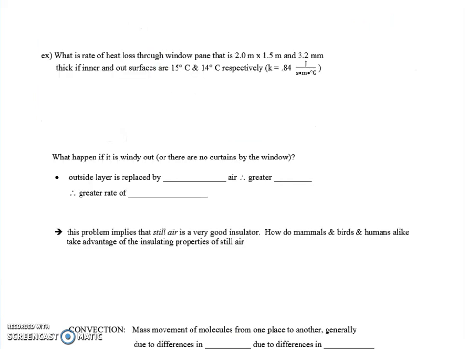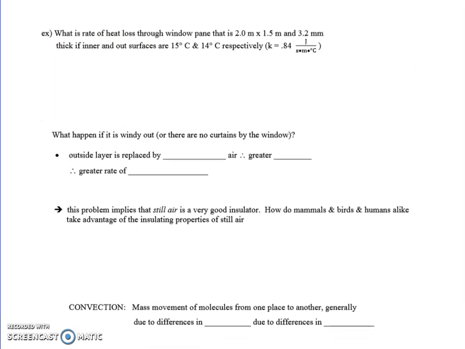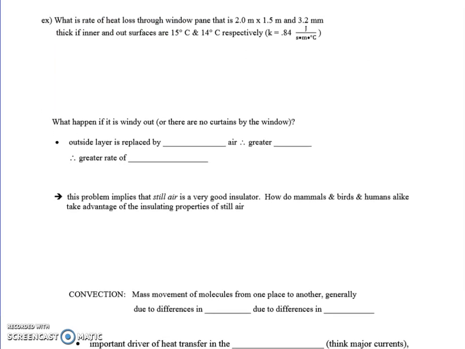All right, so let's do a problem. There's certainly nothing obvious about this problem. Okay, what is the heat rate of heat lost? So we want H dot through a window pane that is a certain area. There's a certain thickness, L. And if the inner surfaces are at the following temperatures, and we're given a K value, the conductivity of glass to be 0.84.